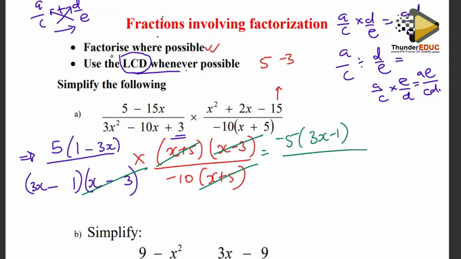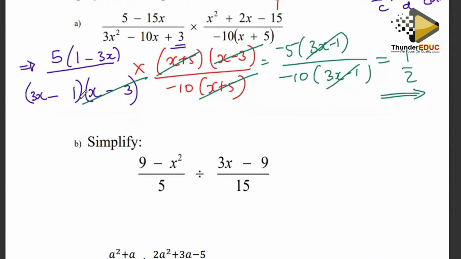Over, this is the only thing left here, so I can put it that side. So negative 10 into 3x minus 1. So this cancels that. When I simplify that, I get a half. Imagine this whole big thing just reducing to a half. All right, then part B.